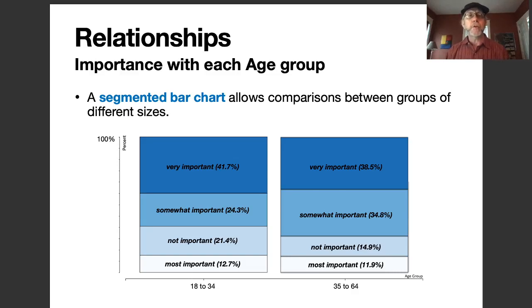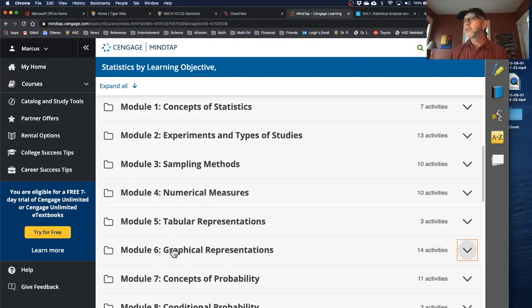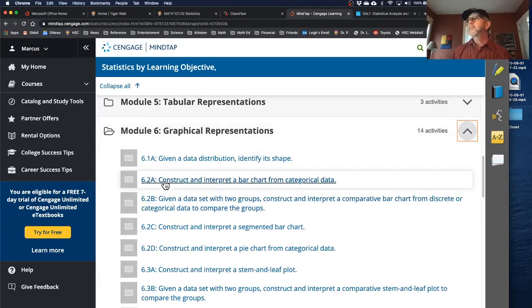So a segmented bar chart usually is done in terms of percentages, especially when the group sizes differ. So let's take a look at the ebook and see what it has to say about this. We're still in Module 6 here on graphical representations. 6.2a covers the basics of bar charts, just pretty much as we did in the slides.